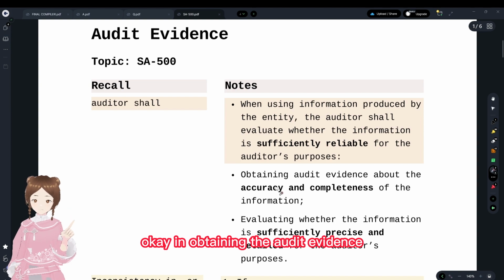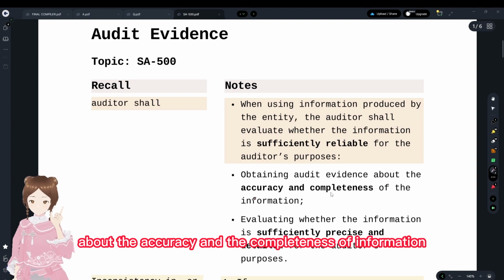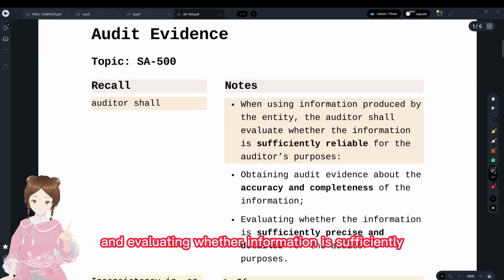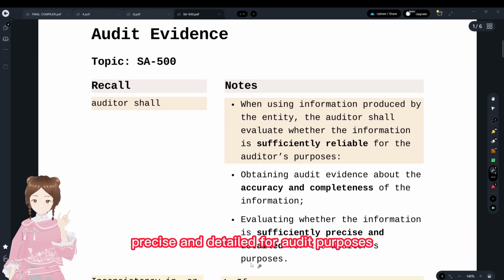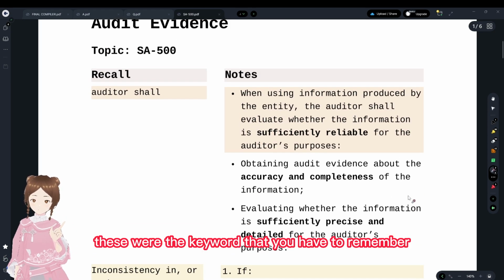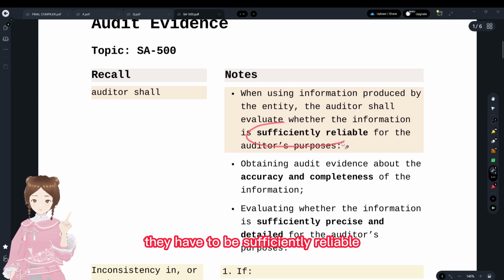In obtaining the audit evidence about the accuracy and the completeness of information, and evaluating whether information is sufficiently precise and detailed for audit purposes. These were the keywords that you have to remember. They have to be sufficiently reliable.